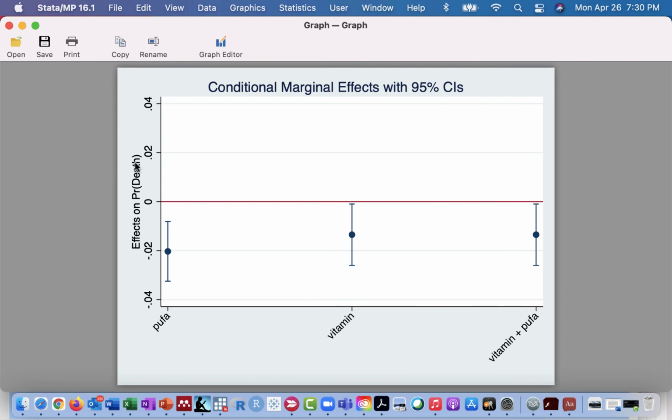It says effects on the probability of dying from cardiovascular disease. The first dot and confidence interval, the first point estimate and interval, PUFA decreased it. Vitamin E decreased it. Remember, this is vitamin E. And vitamin E plus PUFA also decreased it. So they all decreased it, and they're all less than 0. They're all negative. They all saved lives. And the confidence intervals, those ranges are all below 0, meaning that they're all statistically significant as well.